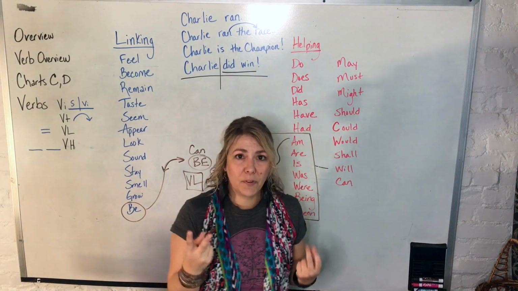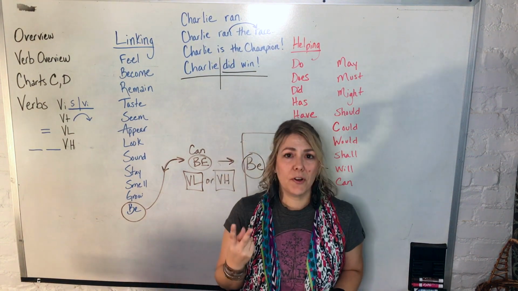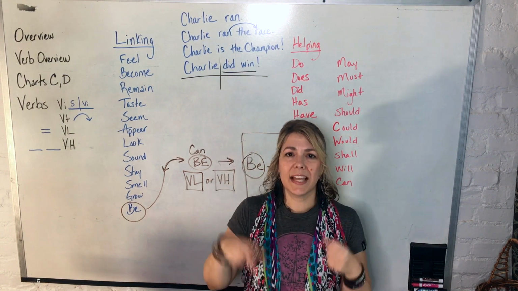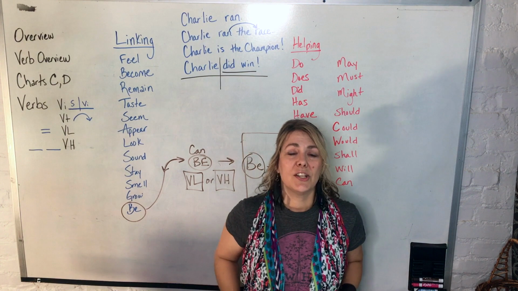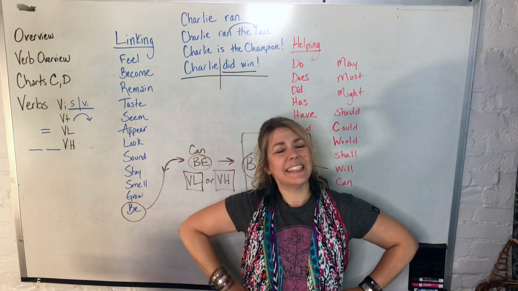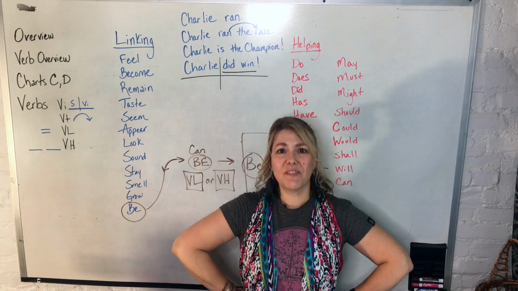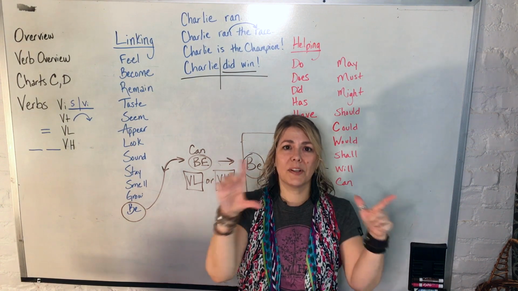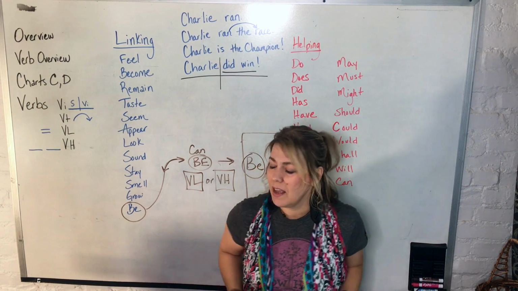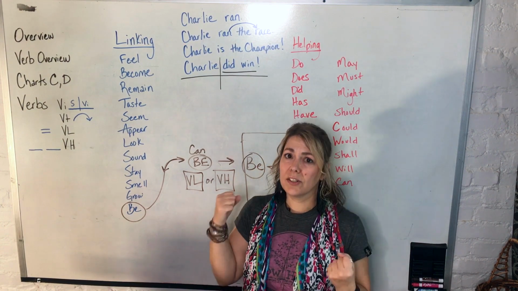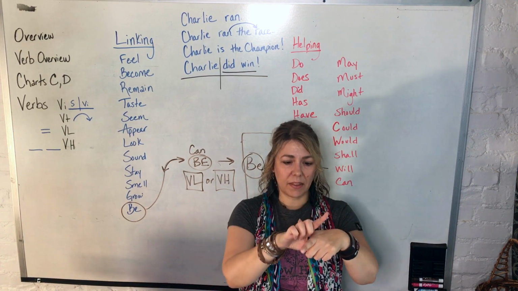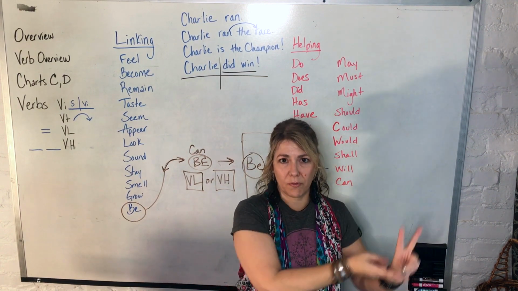Awesome. A verb, repeat after me. A verb is a word that asserts an action, shows a state of being. I'm just being happy. Show me that you're being happy. Okay? Shows a state of being, links two words together, or helps another verb. Let's do it again. A verb is a word that asserts an action, shows a state of being, links two words together, or helps another verb.